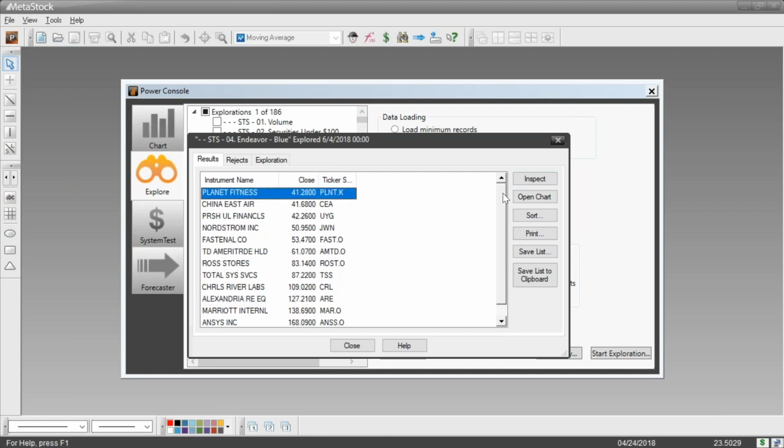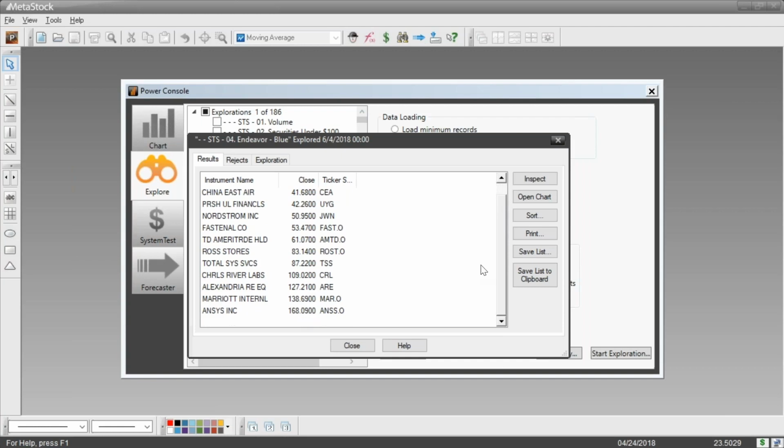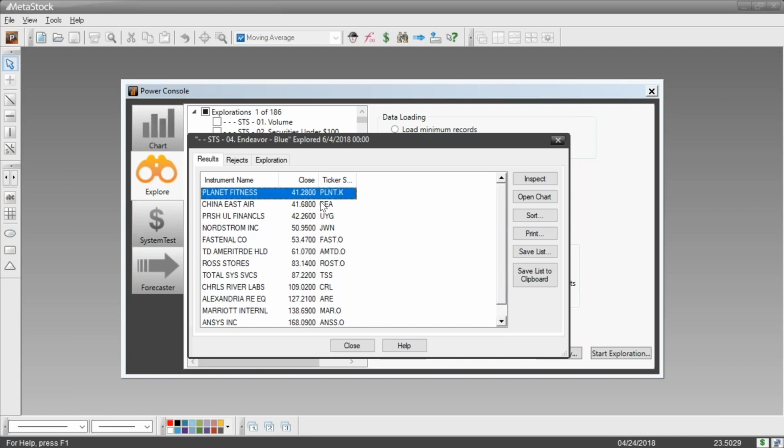So again, this is the type of thing, I ran this with no additional filters. So this brought up stocks between the prices of $41 and $168. When we're talking about short-term trends, there's no reason to be buying stocks that are over $100. So I'm going to focus on, let's do 1, 2, 3, let's do 4. Hit open chart.